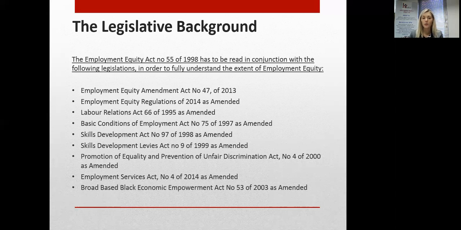So when we look at this, we look at your Labour Relations Act, which refers to your disciplinary code, Basic Conditions of Employment Act, your employment contracts, your Skills Development Levy Act, which you pay over to SARS, your Skills Development Act, which refers to your submission reports to your relevant SETA, Employment Equity Services Act, and of course your BEE.